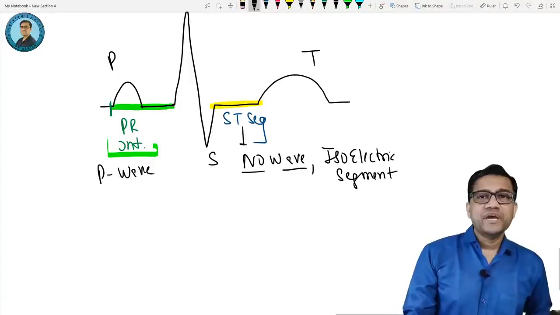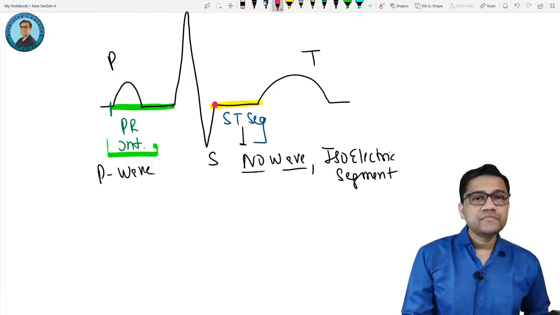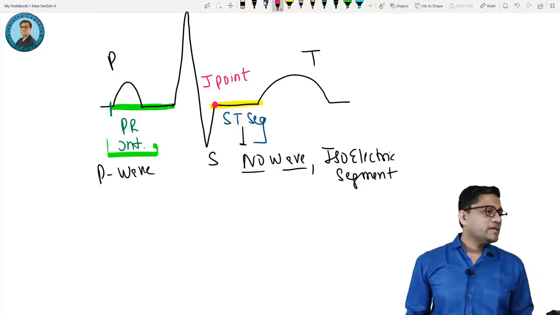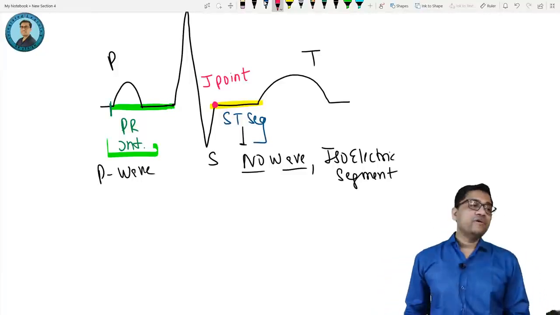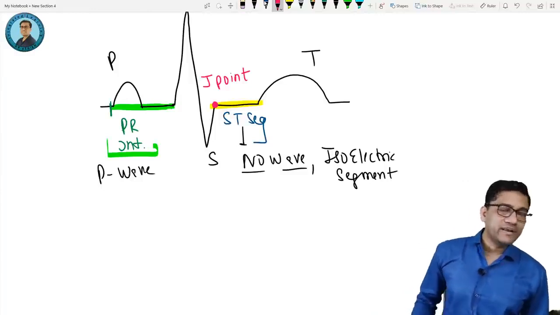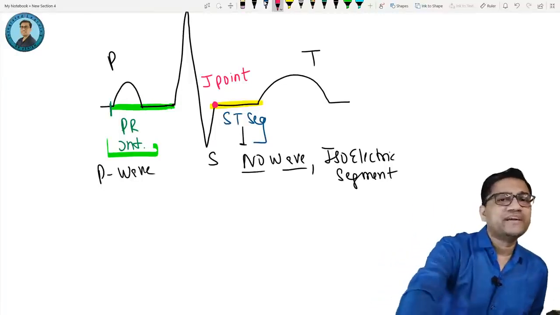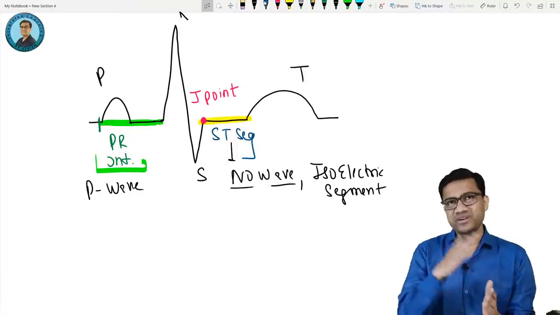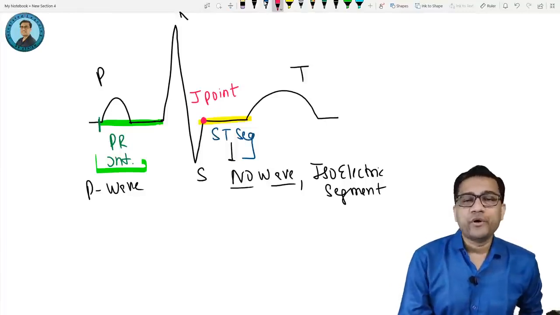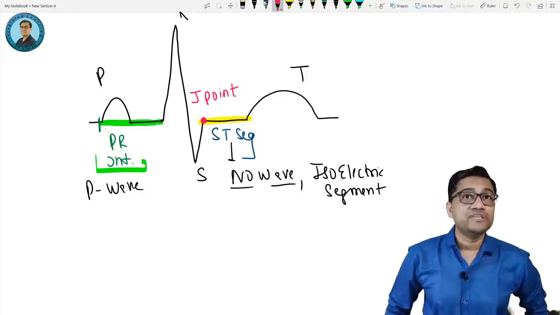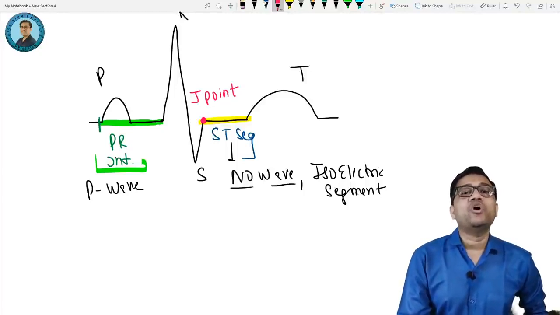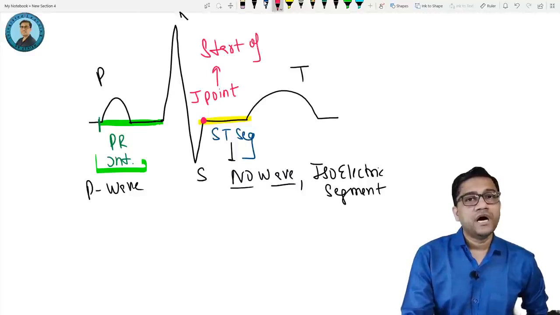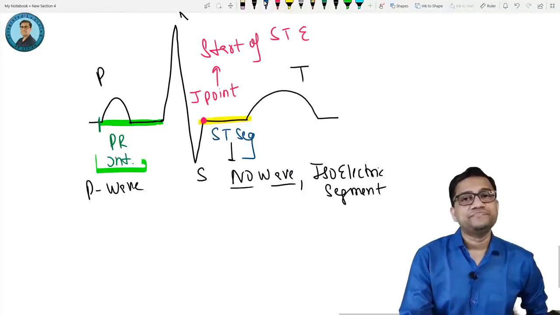Just focus on one thing. Can you see this dot here? This dot is called the J point. The U wave we'll discuss later whenever we get time; it is not required now. The U wave occurs in case there is a decrease in the rate, so we'll discuss that later. Focus on this. So what is the J point? The J point is the start of the ST segment.